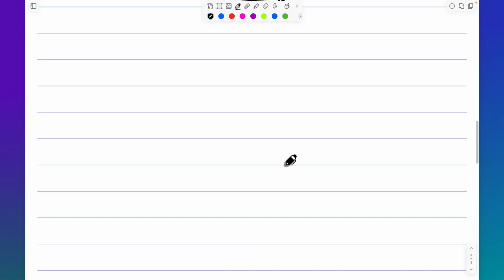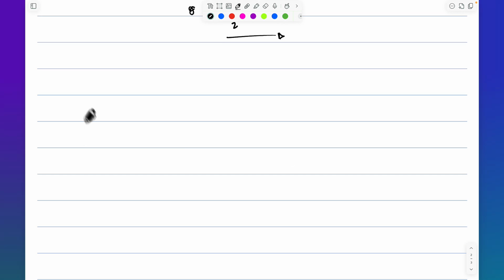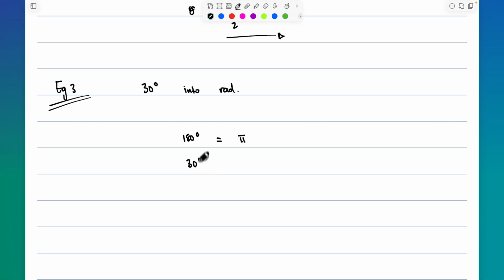All right, cool. Hopefully it's making sense as we go. So third example, we're just going to go through a couple more, but this time a little bit quickly. So now we have 30 degrees into radians. Again, we know that 180 degrees is equal to pi. So what is 30 degrees?